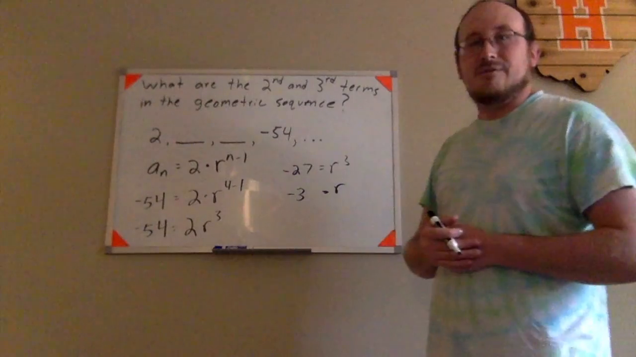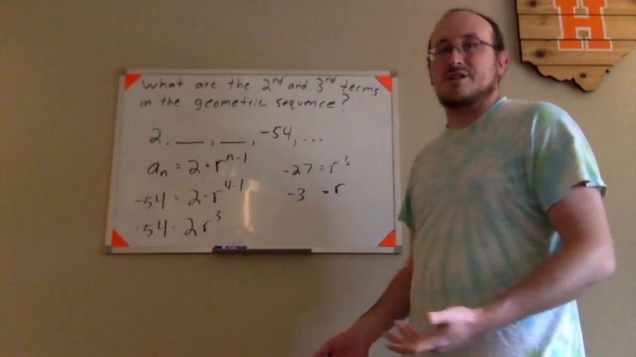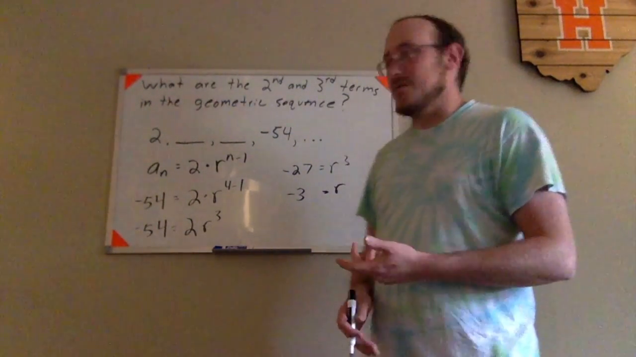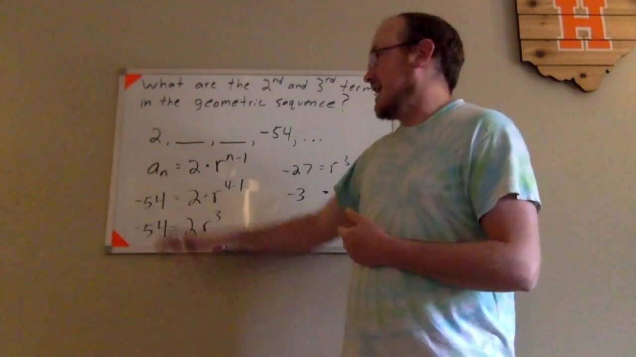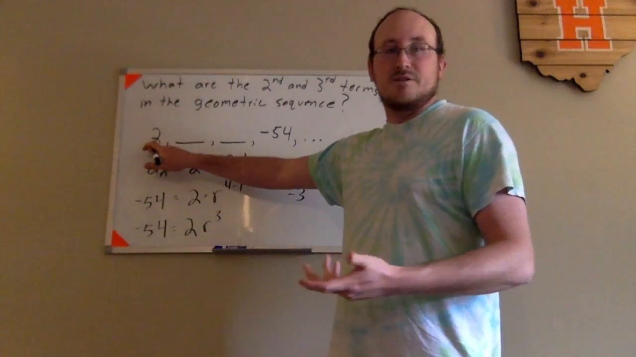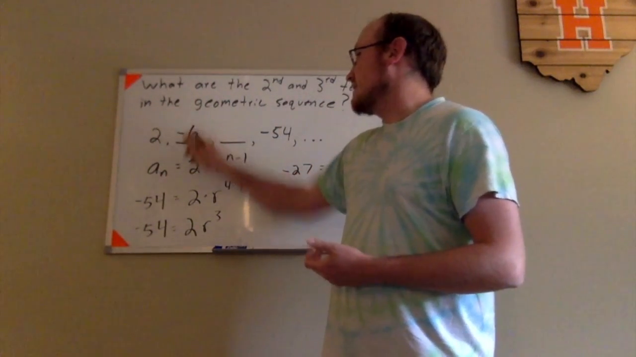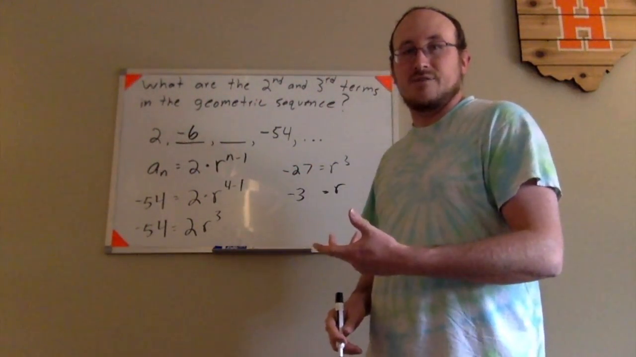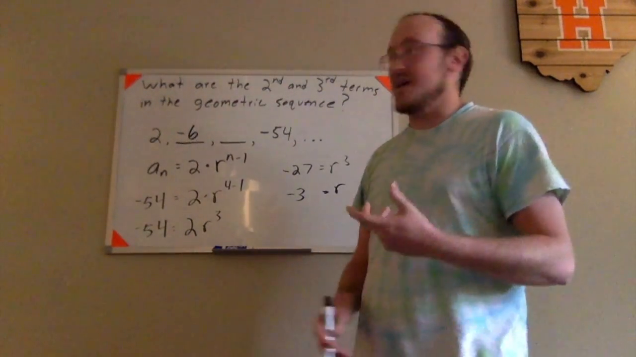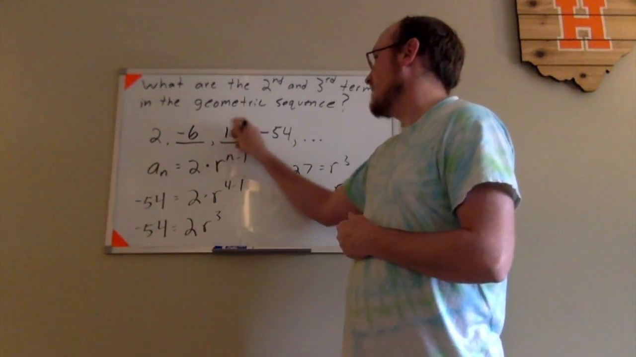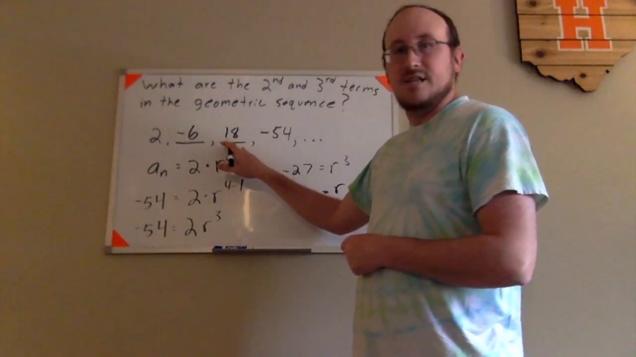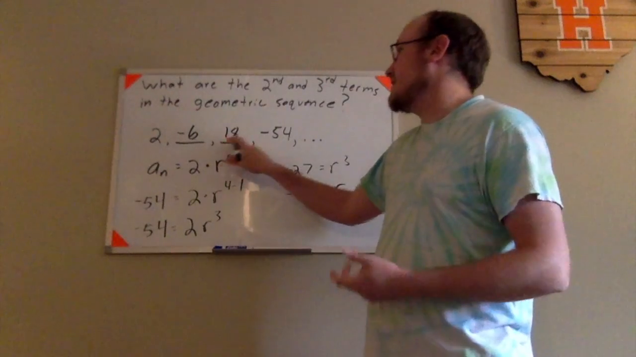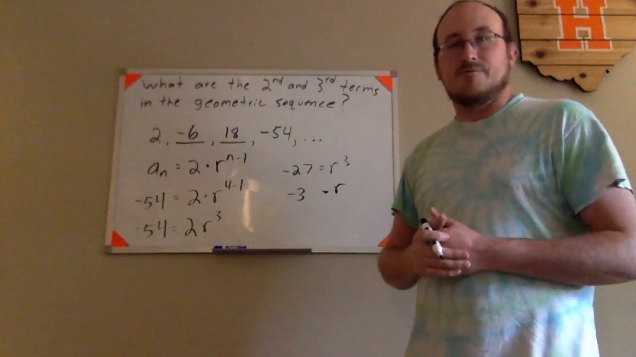So I've actually done a little bit of algebra to solve for my common ratio. Now that I know my common ratio is negative 3, I can use that to fill in these 2 blanks. I take 2 times that common ratio of negative 3, and I get negative 6. And then I take that negative 6 times this common ratio of negative 3, and I should get positive 18. And just to check and make sure I'm doing this correctly, if I were to take positive 18 and multiply it by negative 3, I should end up with negative 54. And in fact, I do.